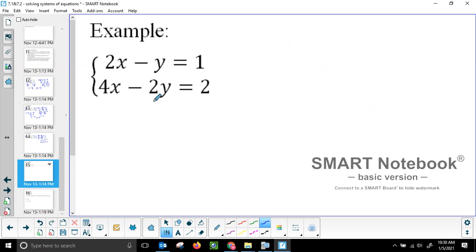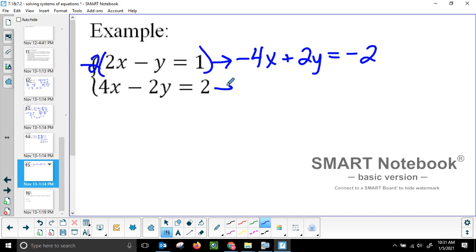All right, similar here. I can go ahead and multiply this top equation by negative 2. That'll give me a negative 4x and a positive 4x. So here I get negative 4x plus 2y is equal to negative 2. I didn't change this one, so 4x minus 2y is equal to 2.